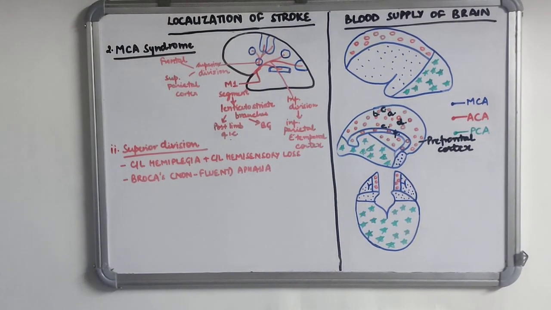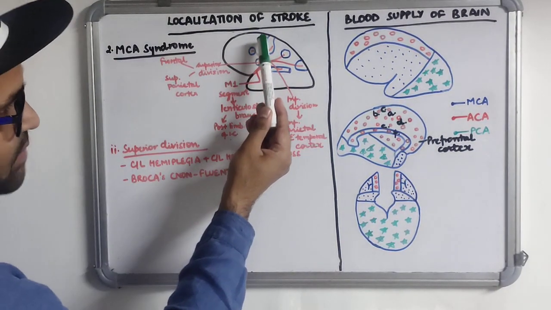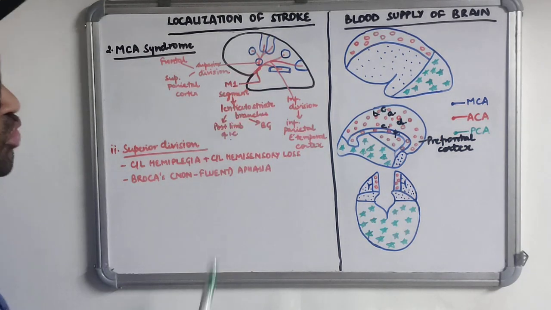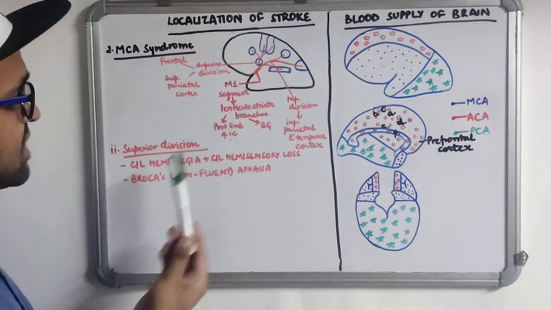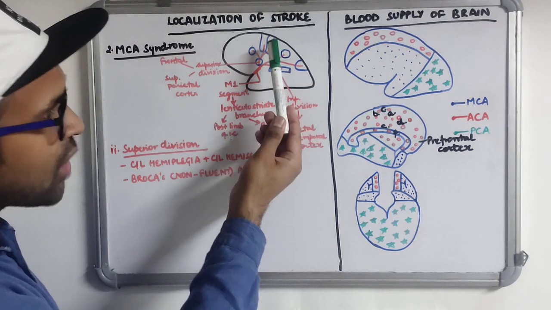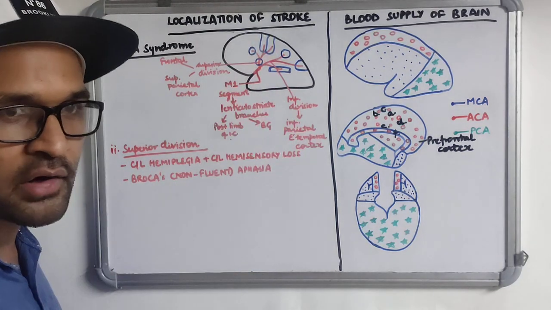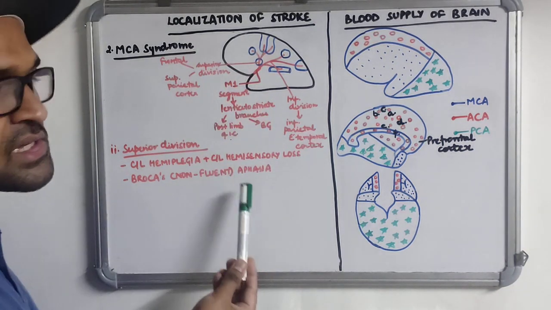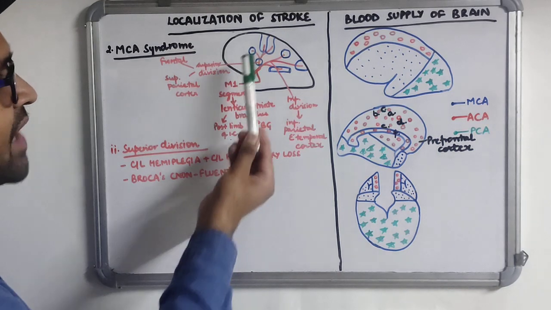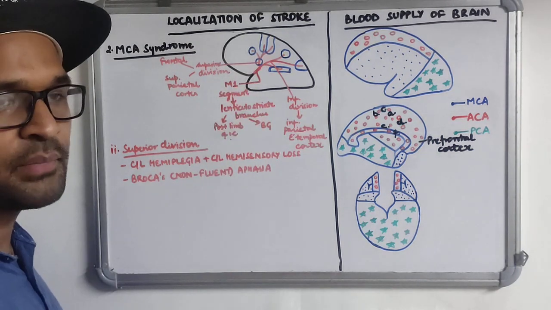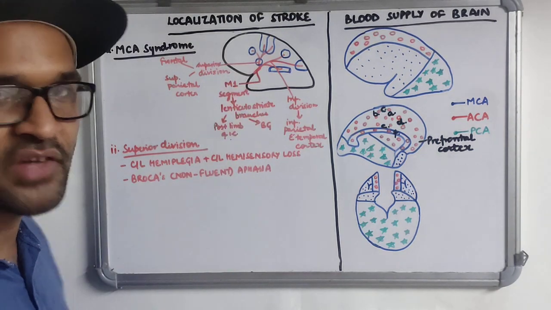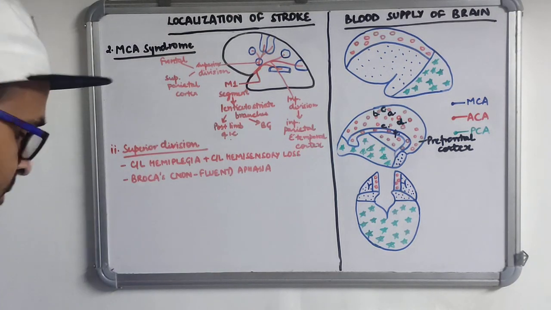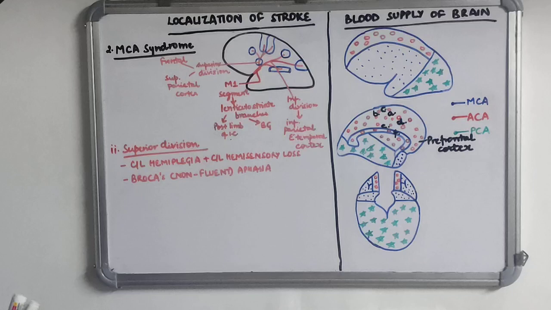I hope it is clear. The superior division supplies the primary motor area, primary sensory area, Broca's area and frontal eye field. So due to involvement of the primary motor area, there is contralateral hemiplegia. Due to involvement of the primary somatosensory area, there is contralateral hemisensory loss. Due to involvement of Broca's area, there is Broca's or non-fluent aphasia. And due to involvement of the frontal eye field, there will be ipsilateral conjugate eye deviation. So this is what occurs in occlusion of the superior division. Now what if there is an occlusion of the inferior division?